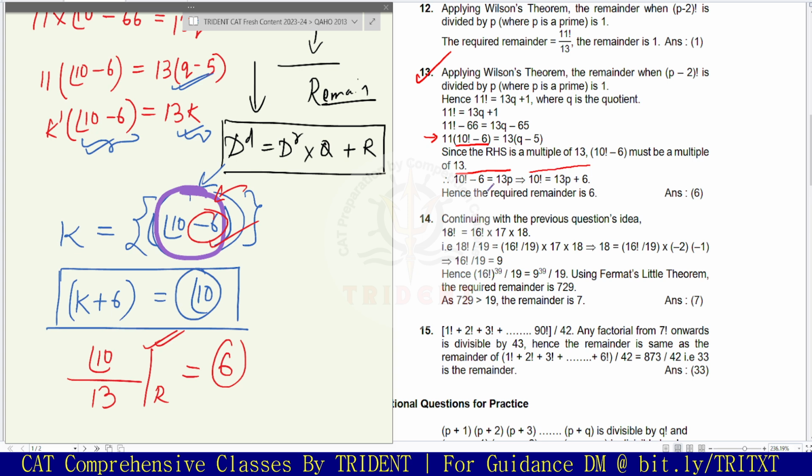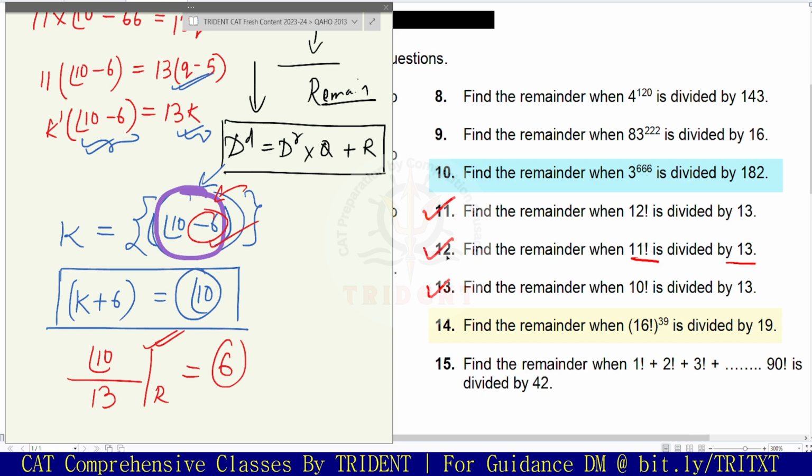Now that is where your division lemma comes. Dividend is equal to divisor into quotient plus remainder. This is the remainder, this is the divisor, this is the quotient. I don't care about the quotient. All I care about is the remainder and the dividend. Dividend is the 10 factorial, remainder is the 6, and divisor is 13. That is what it is. I don't know if you can see it, but possibly you can zoom in a bit. You can use your methods.